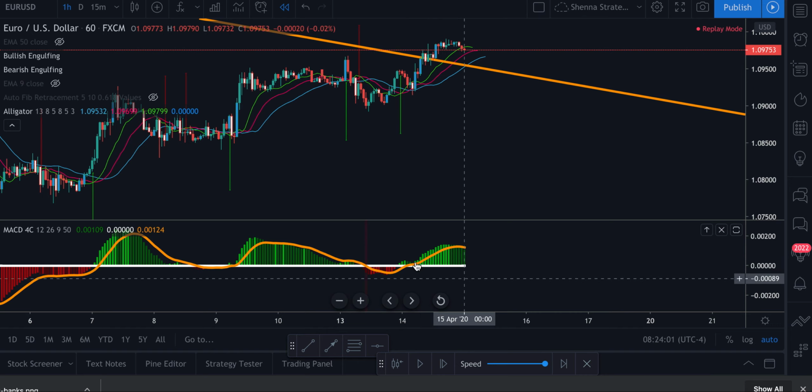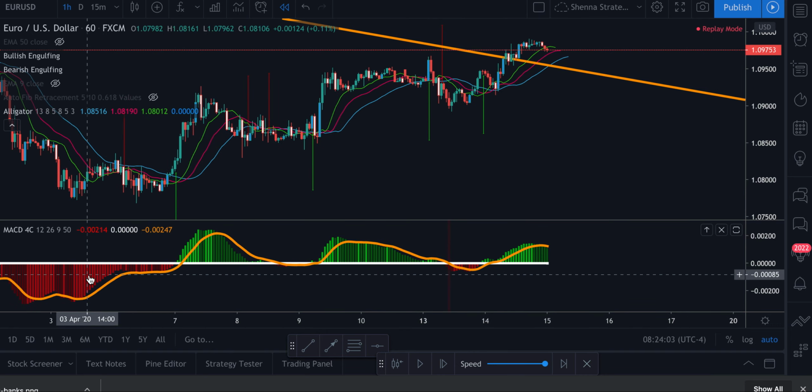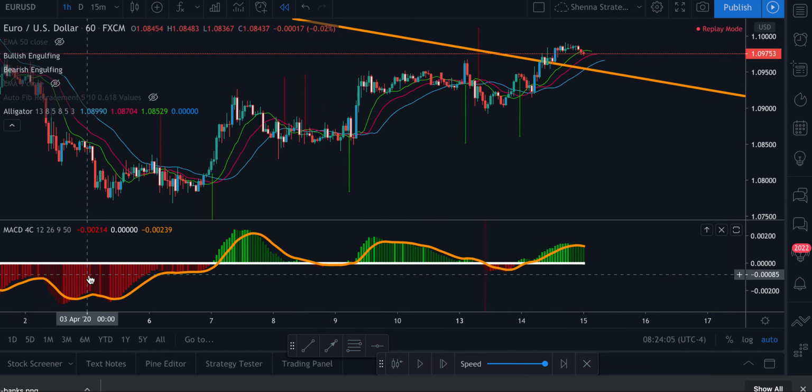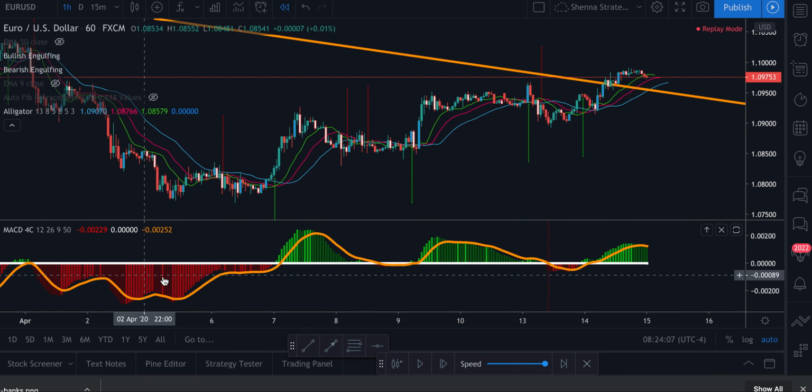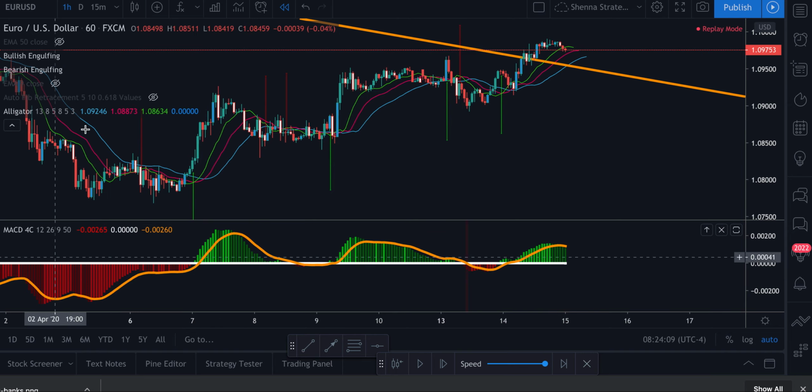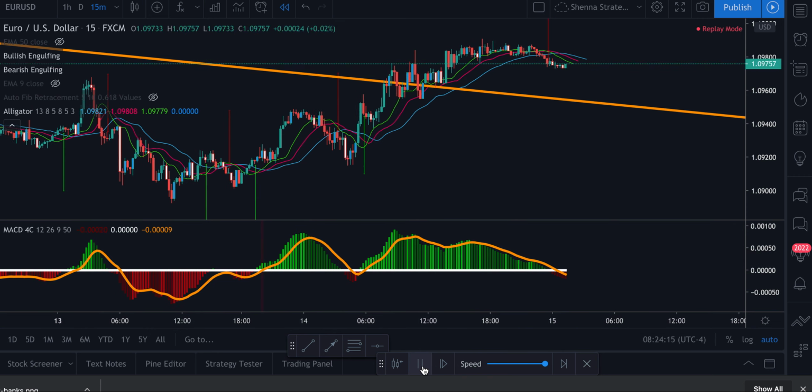Now, if it was in the red, for example, like right here, that means it's an overall seller's market at the time. So I would take sells, and I would go to a lower time frame to take those trades. So right now, I'm not going to take that trade. Let's keep playing.